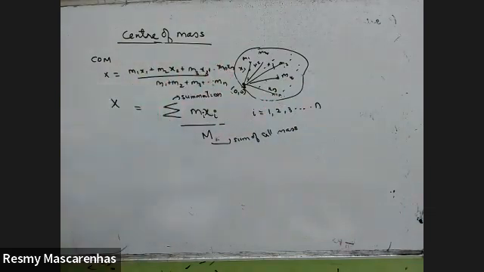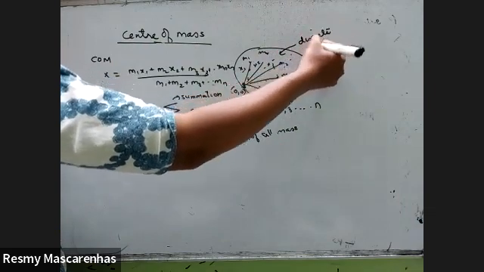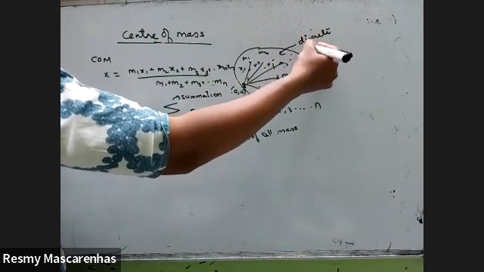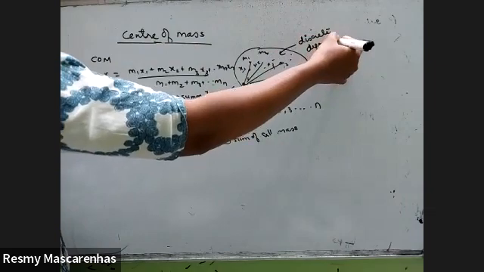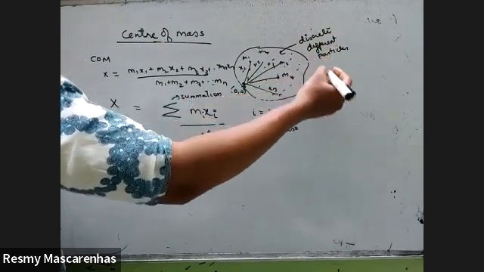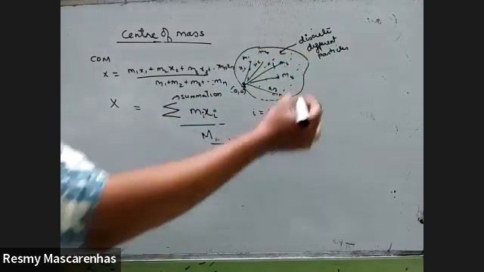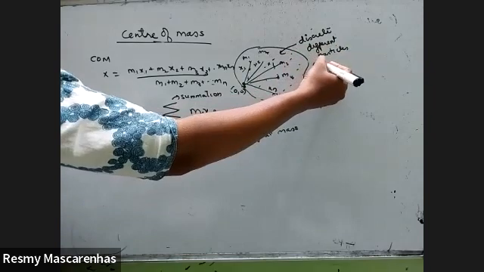Sometimes we may see this, which is called as discrete. Discrete means different particles far away. You can actually locate where they are. Different particles means little far away.